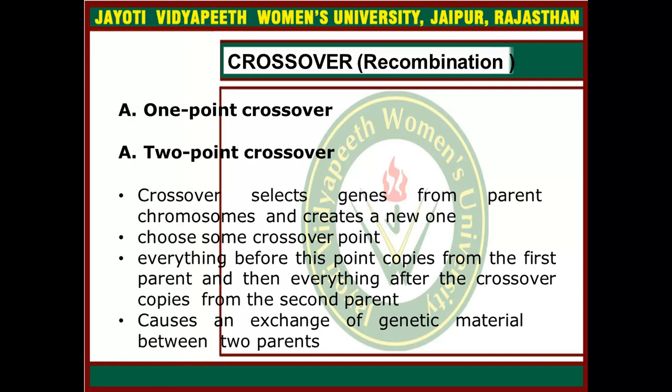Then choose some crossover point. Everything before this point is copied from the first parent, and everything after the crossover point is copied from the second parent. Okay, so this causes an exchange of genetic material between two parents. You can understand it like it is just the concept of heredity.